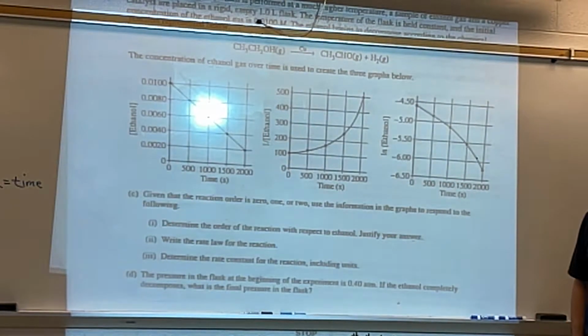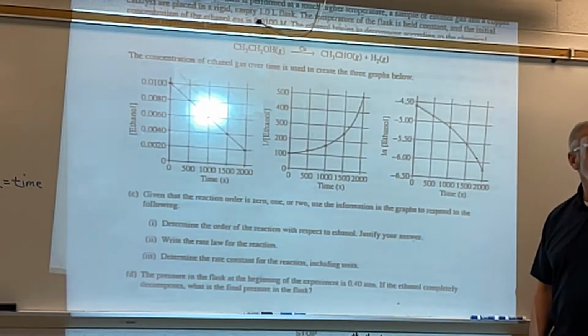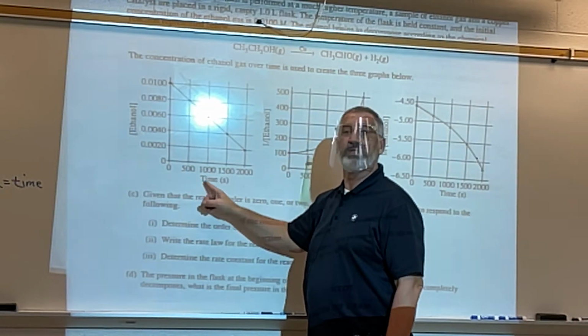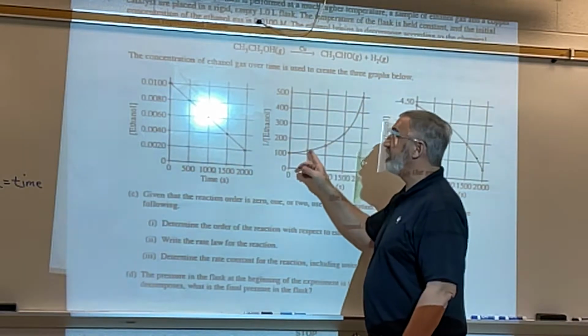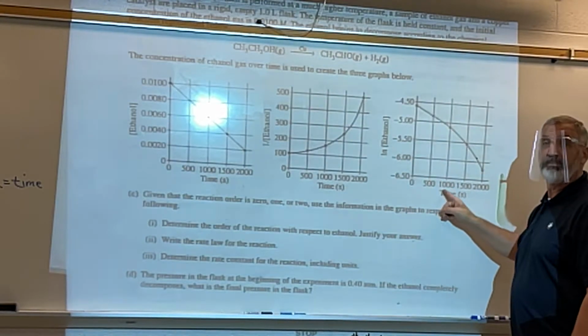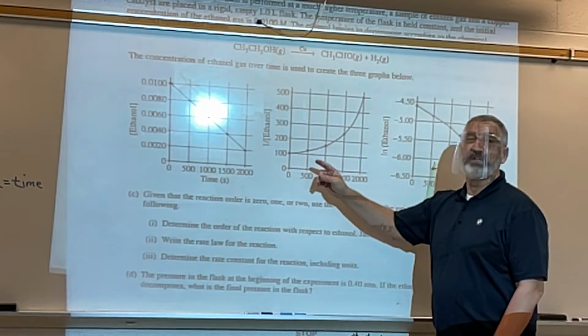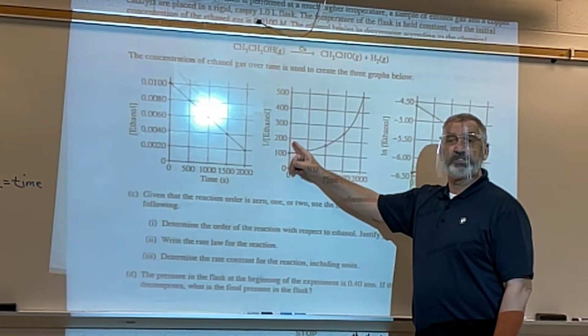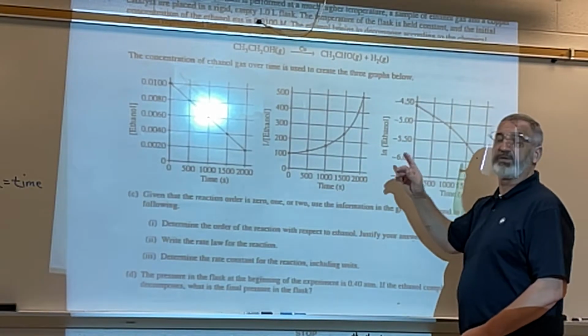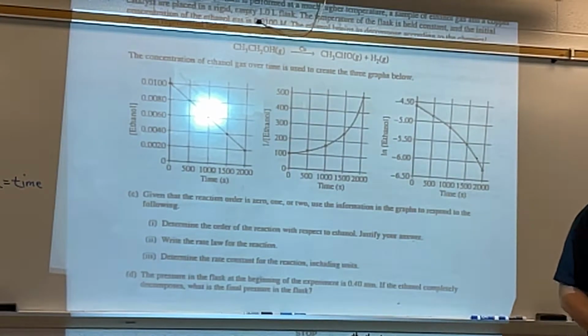Linear. The graph is linear. Okay, can we use a sentence instead of "it's linear"? What's linear? For zero order, the graph of concentration versus time is linear. If it was first order, the graph of natural log of concentration versus time is linear. If it's second order, the graph of 1 over concentration versus time is linear, indicating it's second order, indicating it's first order, indicating it's zero order. That's your explanation. Okay? So, write the rate law.